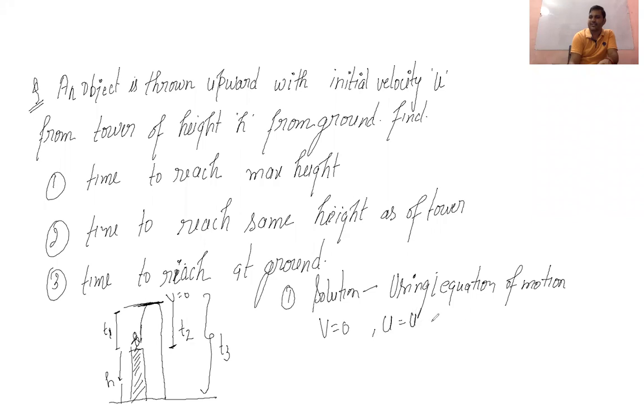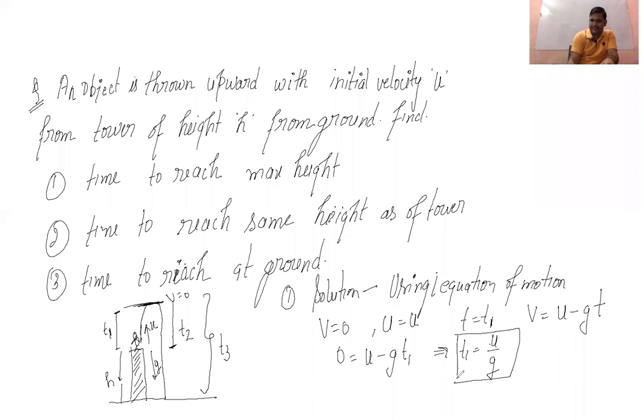Initial velocity u is given, and the time t you have to find. This t is equal to t1 time. You have to find this one. So you can write here u is equal to u, v is equal to 0. Now you should understand, if initial velocity is u and the acceleration due to gravity is acting vertically downward, so final velocity will be 0, and this is u, and this is g, and this is t1. So you can write t1 is equal to u upon g. So this will be the time to reach max height.